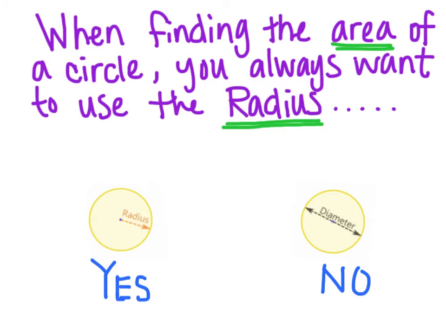Okay, so just to recap, when we are finding the area of a circle, you always want to use the radius. Always. So here's a circle. They have labeled the radius. This is what I want. If you had a diagram and it was labeled, the circle has the diameter all the way across. You do not want this measurement.